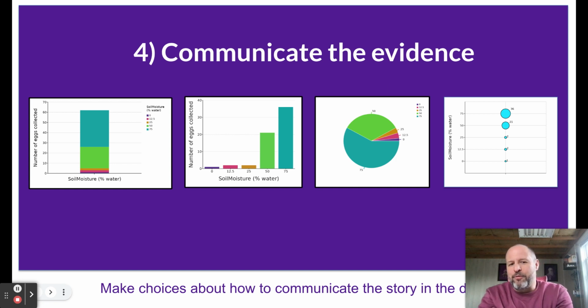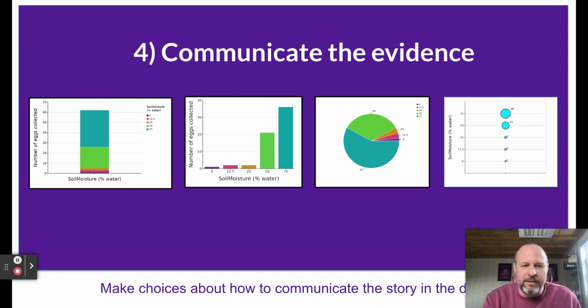And then finally, our final step in this workflow for working with data is deciding how we're going to communicate this evidence to our audience. For me, in this particular case, this is thinking about what graph we want to use. So I pulled up four different graphs that all show the same result. You see the one second from the left, which is the one we looked at, but all four actually show the same thing. You can think about how you want to convey this story to your audience. What is the best choice?